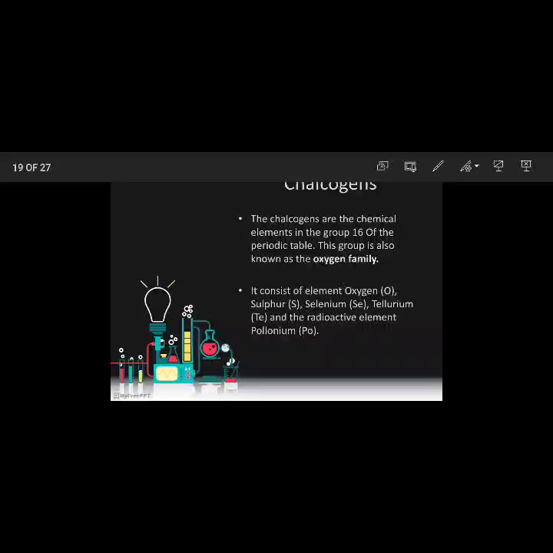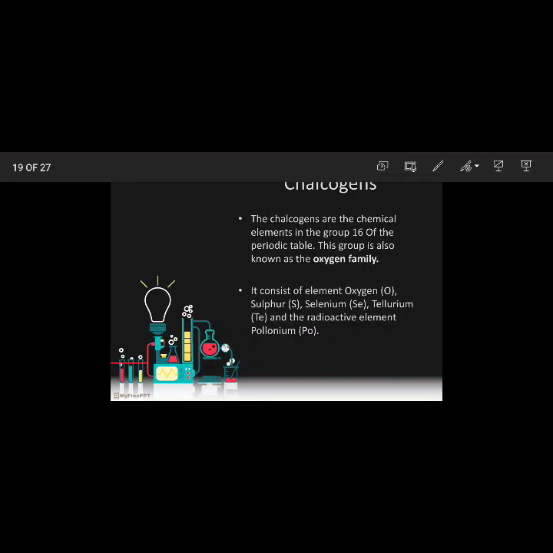Chalcogens. The chalcogens are the chemical elements in group 16 of the periodic table. This group is also known as the oxygen family. It consists of the elements oxygen, sulfur, selenium, tellurium, and the radioactive element polonium. The chemically uncategorized synthetic element livermorium is predicted to be a chalcogen as well.